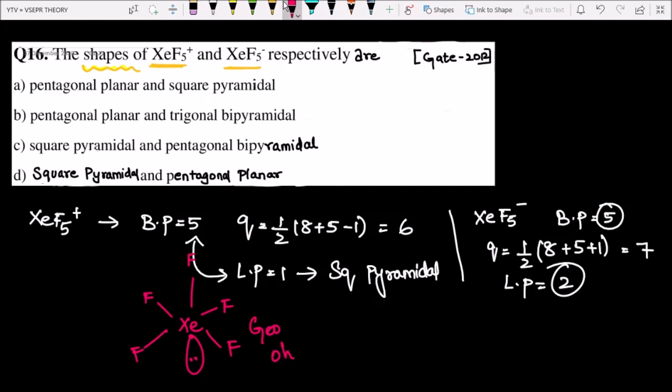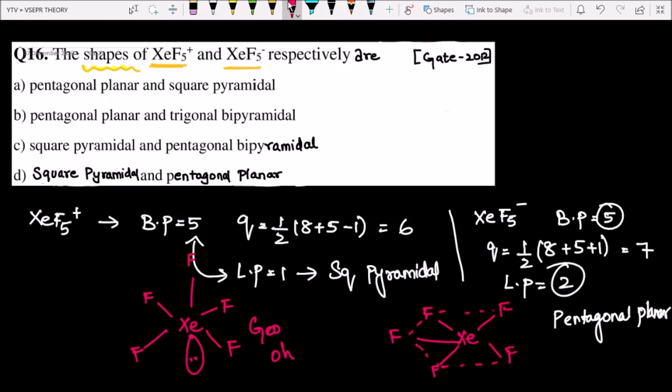In this case, what is this one? This is going to be pentagonal planar, right? 5 and 2. So it's going to be pentagonal planar because there are two lone pairs. Now how will this exist? Xenon is in the center. So you have to draw a pentagon. This is one fluorine, this is another fluorine, this is one fluorine, and then you have two more over here. So I have drawn a pentagon. 5 fluorine atoms have formed the pentagon, bond pair 5. Now 2 lone pairs are there, right? One will be on the top like this, another one in the bottom.